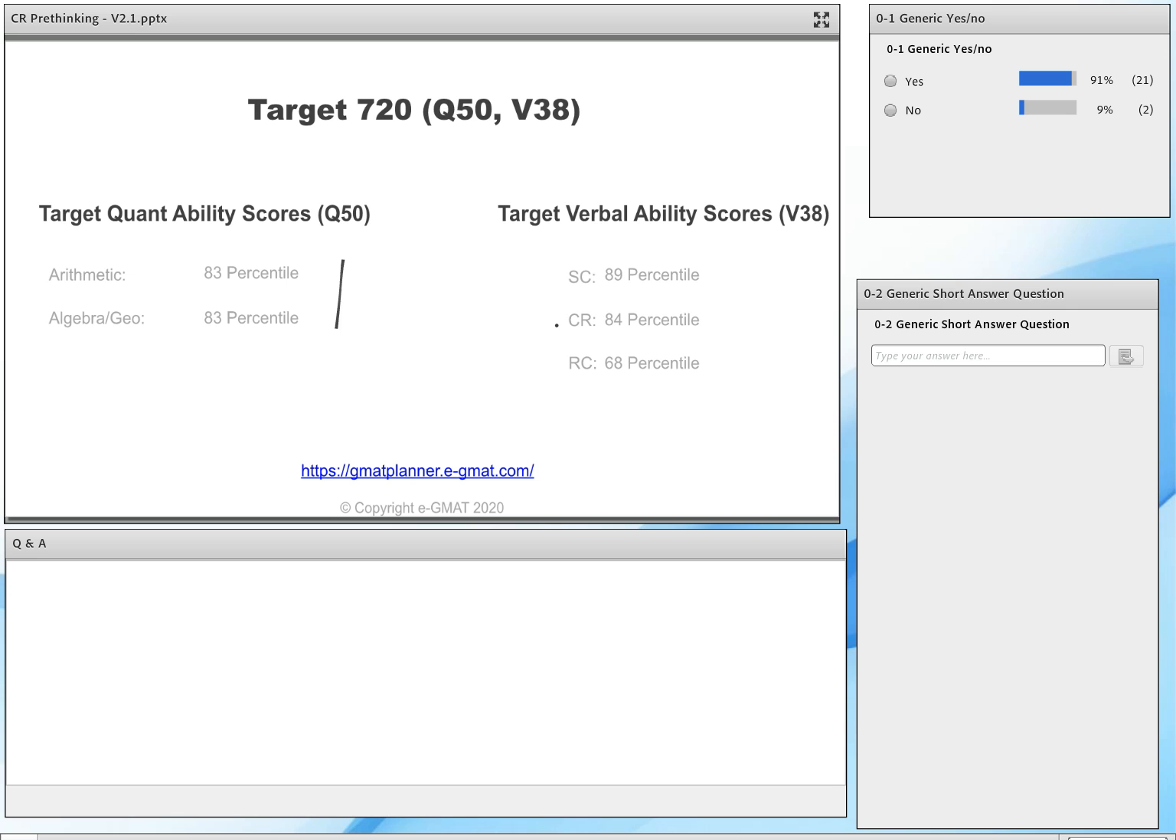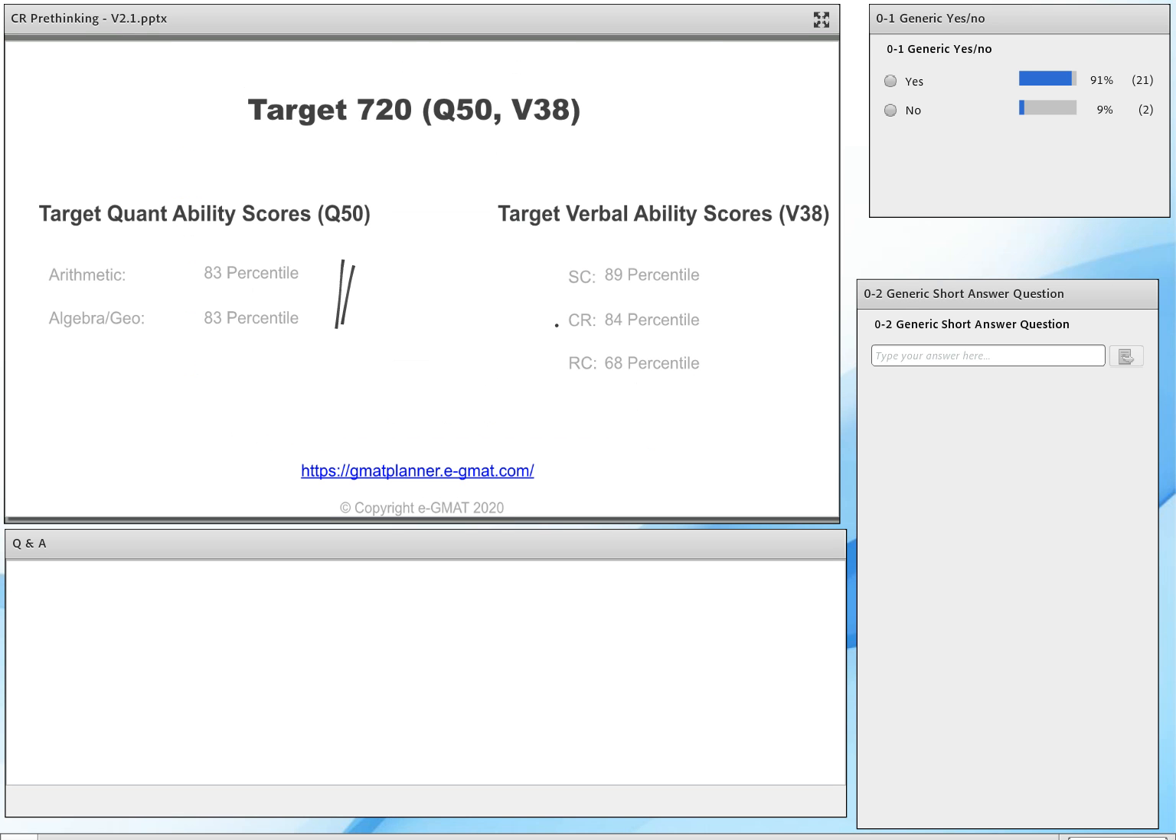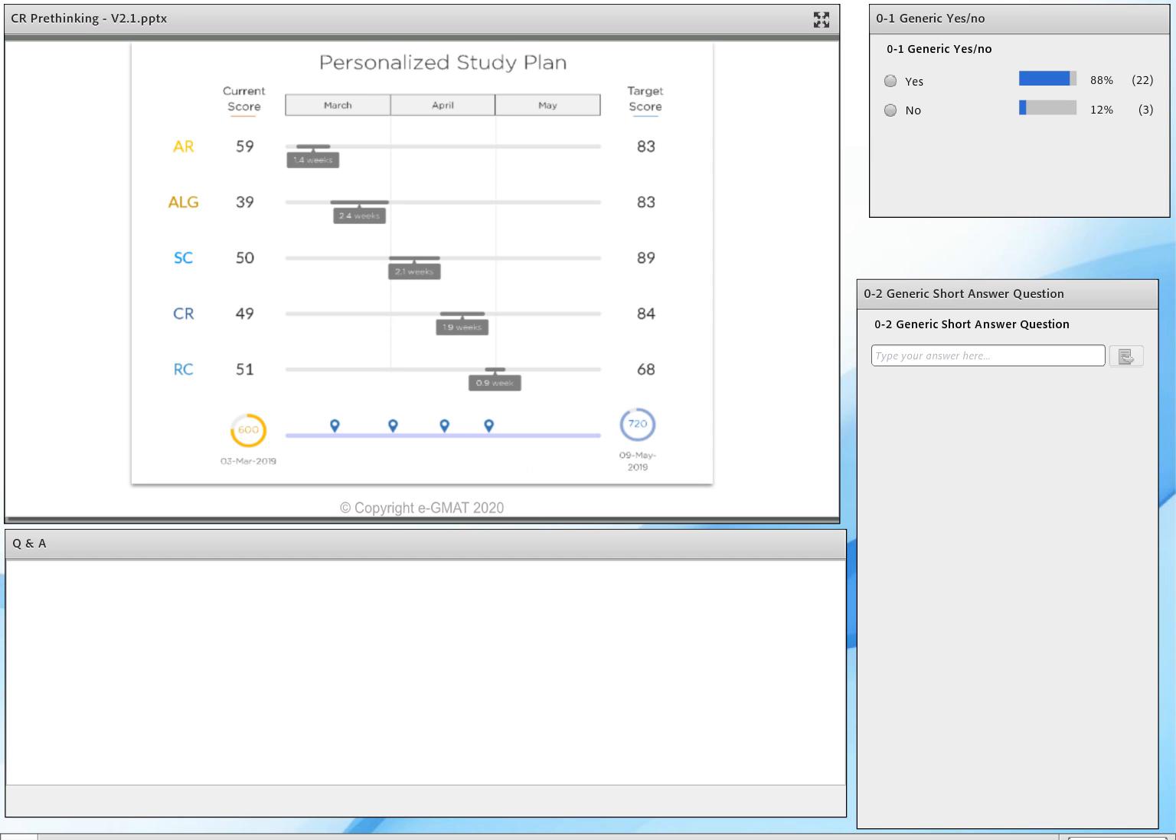Not only that, it also tells you what your abilities should be to achieve that target quant or target verbal score. So here in this case, for example, to get to a V38, this person needs to excel in SC and CR. Because his starting ability in RC was lower, in RC you don't need to focus as much. You need to do SC and CR just because for you, that's an easier path to that V38. So that AI does all of that for you, and it generates that plan.